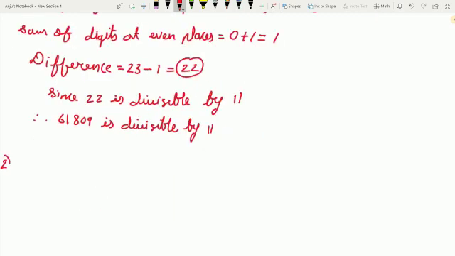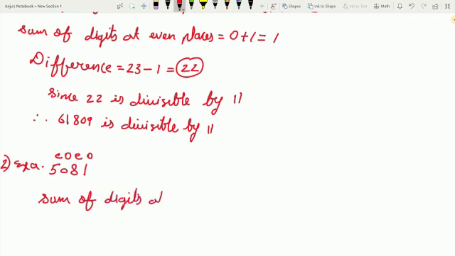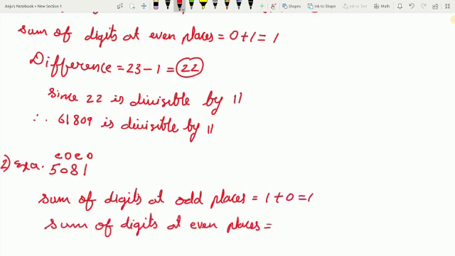Now let us take one more example. And here I have taken number 5081. So firstly we write the places. First place is odd, second place is even, third place is odd and fourth place is even. So here we find the sum of digits at odd places and that is 1 plus 0 is equal to 1. Then we find the sum of digits at even places. And here the digit which is at even places is 8 plus 5 is equal to 13.